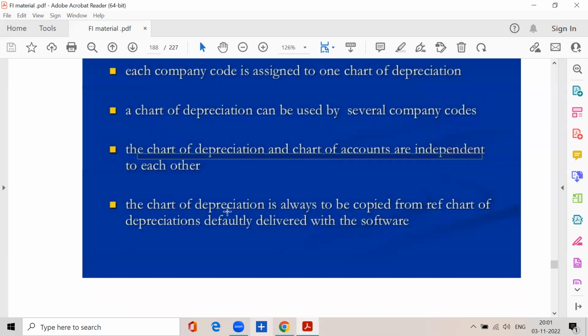Then the chart of depreciation is always to be copied from the reference chart of depreciations delivered with the software. Means here, according to the requirements of almost all the countries in the world, the depreciation charts are already available in the system. In case you don't find the chart of depreciation you require, then we can create our own, but by copying from one of the system defined charts of depreciation. I will show you how to create your own chart of depreciation.